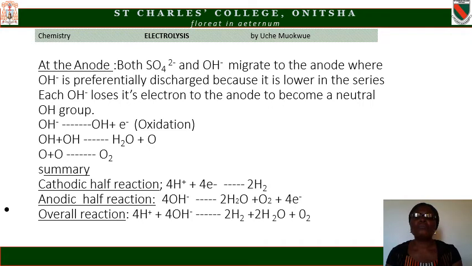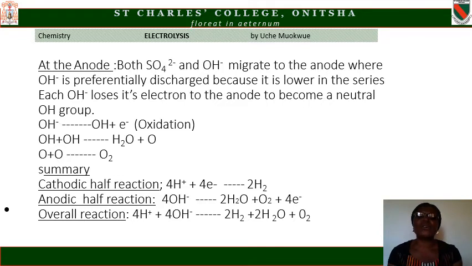At the anode, both SO4 2- ion and the hydroxide ion migrate to the anode, where they compete on which of them is to be discharged. Fortunately, hydroxide ion is preferentially discharged because of its position in the electrochemical series. Each hydroxide ion loses its electron to the anode to become a neutral OH group. The reaction is oxidation. Remember that oxidation takes place at the anode. The OH group cannot stay as an atom.